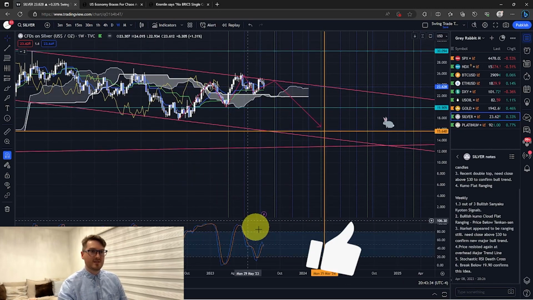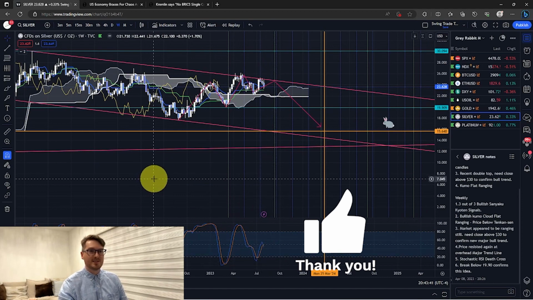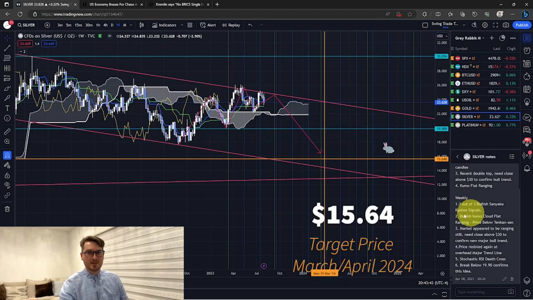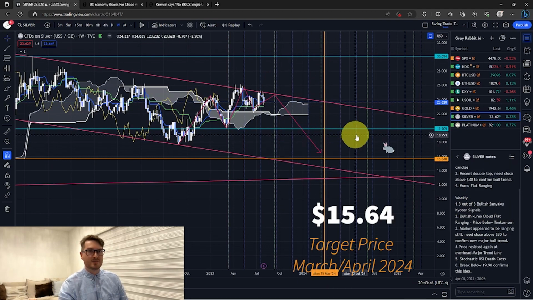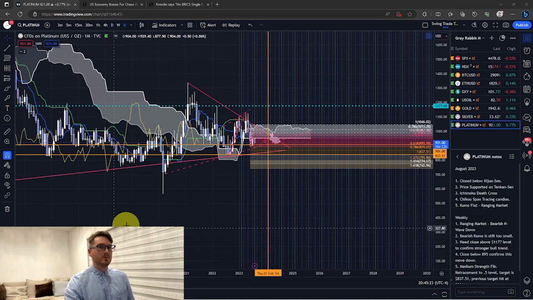And we also have a stochastic death cross here. So here, this looks like a little N wave back down, and we're going to see the stochastic reach back down to these lower levels. And so a break below the $19.90 level here is going to confirm this idea and our target here, where we're going to get the carrot at $15.64 around March 2024.